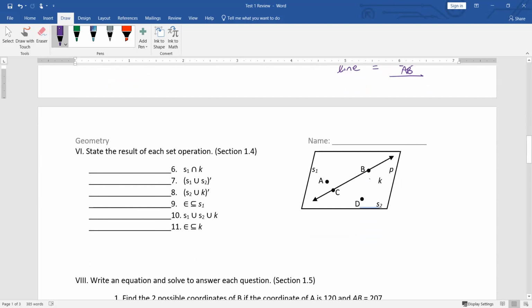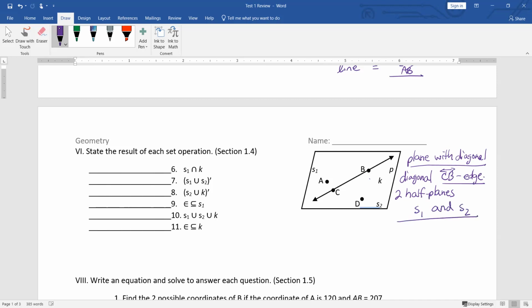Okay, just a little bit more. So in this case, we're talking again about the different parts. So there's three separate parts to a plane with a diagonal, which is just the line that runs through it. You have the line, the diagonal, which in this case is line CB. This is also called the edge. All the points that exist on that line are their own separate set. And then we also have the two half planes. I'm not going to have enough room. So those are S1, or I guess maybe side one, and S2. So those are the three different sets that exist on this plane.